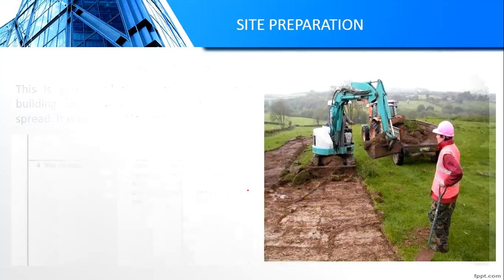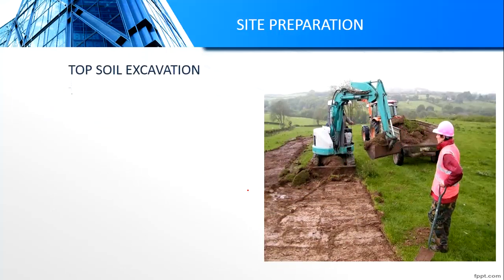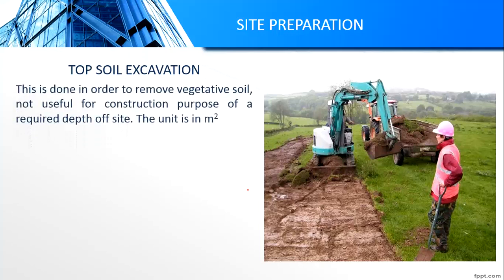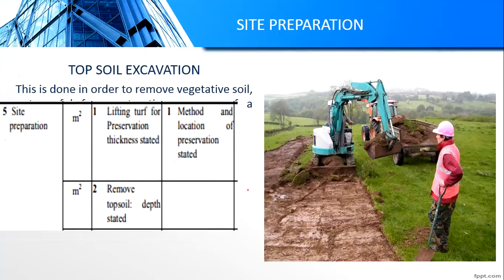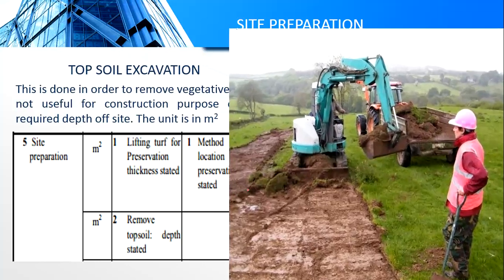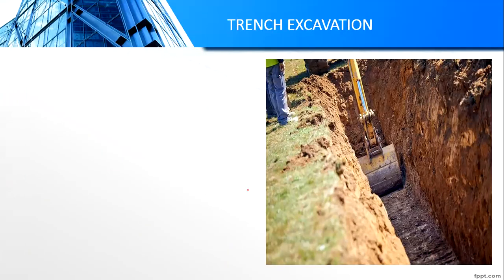After our site clearance, we have topsoil removal. Topsoil removal is removal of vegetative soil off-site. This soil is good for agricultural purposes, but not for construction purposes. So we have to remove this soil off-site, and the unit of measurement is meter square. After topsoil removal, we have our trench excavation.